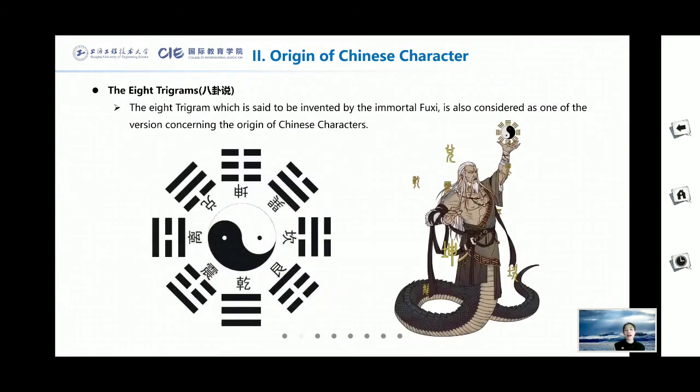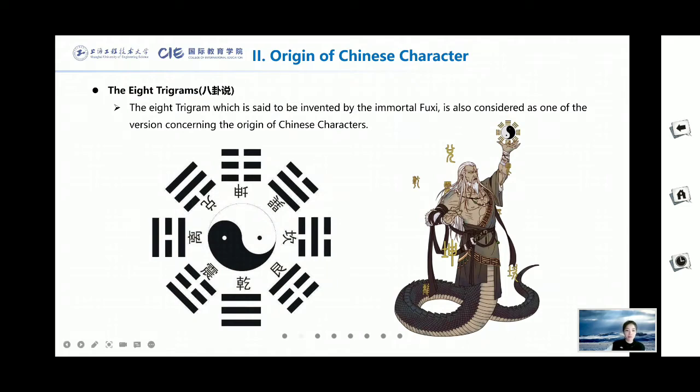And the second origin is the 8 trigrams. The 8 trigrams are said to be invented by the immortal Fuxi, who is also considered as one of the versions considering the religion, the origin of the Chinese characters, Fuxi.